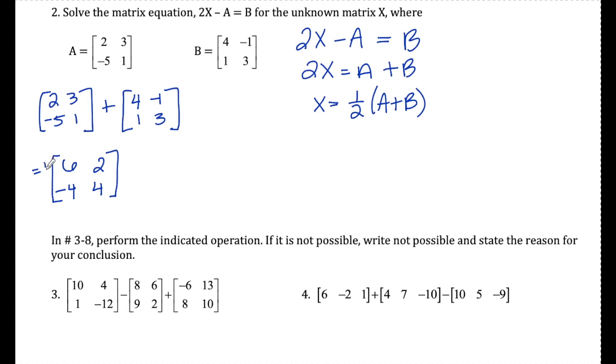I'm then going to do scalar multiplication of a half to this matrix. So I'm going to multiply a half by each element within the matrix. A half times 6 is 3. A half times 2 is 1. A half times -4 is -2. And a half times 4 is +2. You can also think of that as division, right? I'm just doing 6 divided by 2, 2 divided by 2, -4 divided by 2, etc.